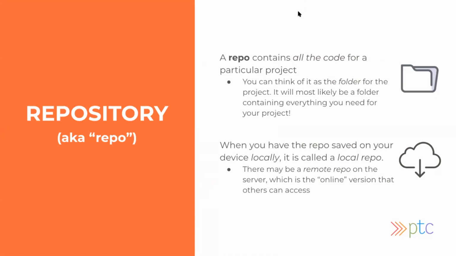Before using a repo, let's figure out what a repo is. Repo is an acronym of repository, which contains all the code for a particular project. So we can think of it as a folder for the project. It will most likely be a folder containing everything you need for your project. When you have the repo saved on your device locally, it's called a local repo.